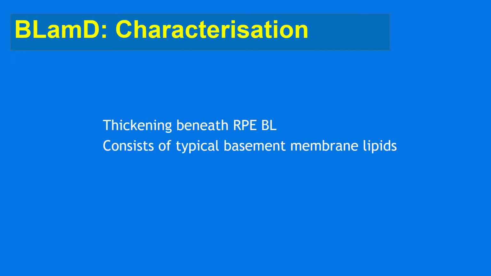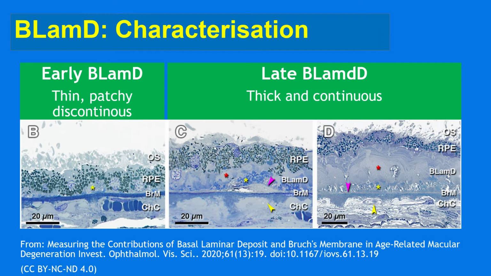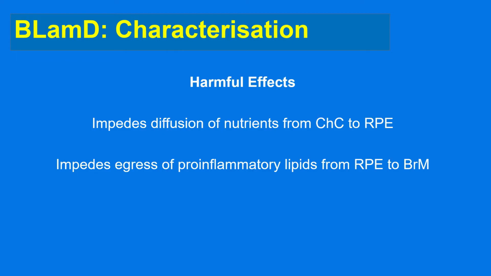So what is the characteristic of basal laminar deposit? It's basically a thickening of the RPE basal lamina and consists of typical basement membrane lipids. This histological picture shows that early basal laminar deposits are thin and patchy and discontinuous, which is shown by the yellow star in the left side of the image, whereas the late basal laminar deposit is thickened and it is multi-layered. So how does the basal laminar deposit affect the function of the outer retina, RPE and choriocapillaris?